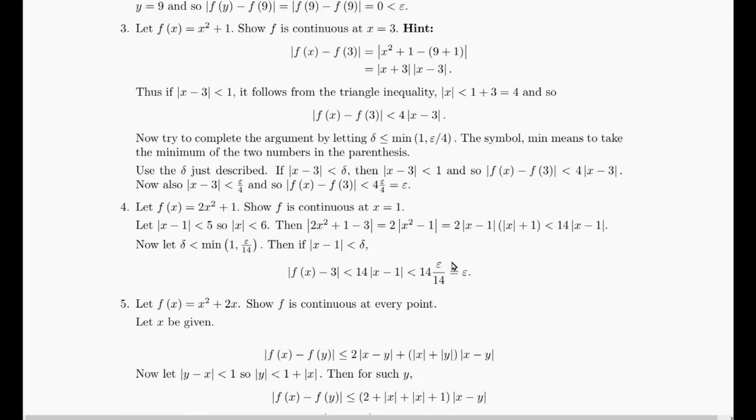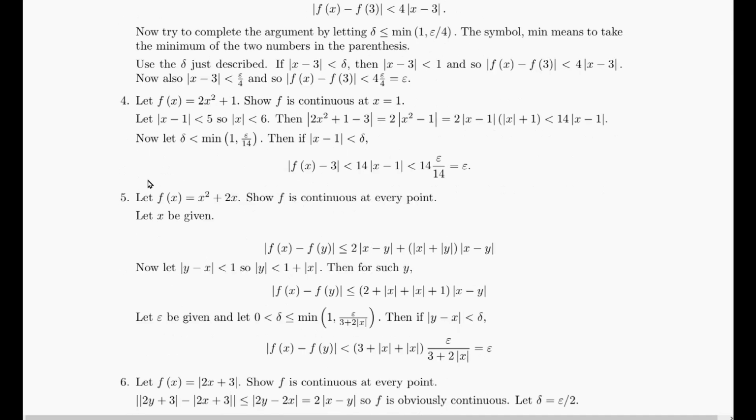Now this is a similar problem. Do it exactly the same way. So now let's let f of x equal to x squared plus 2x, show it's continuous at every point. Well, f of x minus f of y is smaller than or equal to this. Now how did I get that? Well, the 2 times absolute x minus y came from this piece. The x squared part gave me this. Okay, this is where that came from. And I used the triangle inequality.